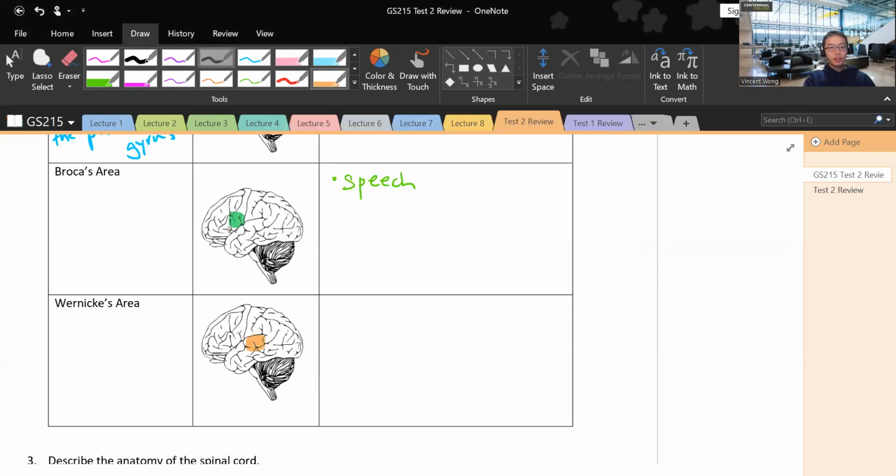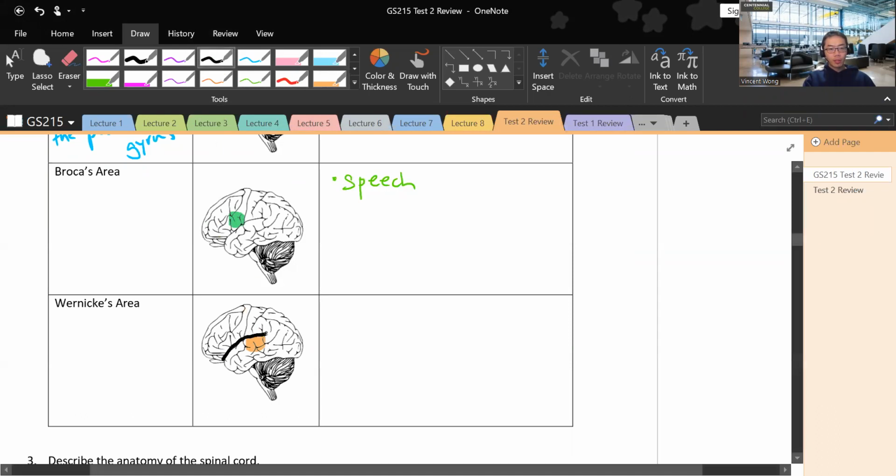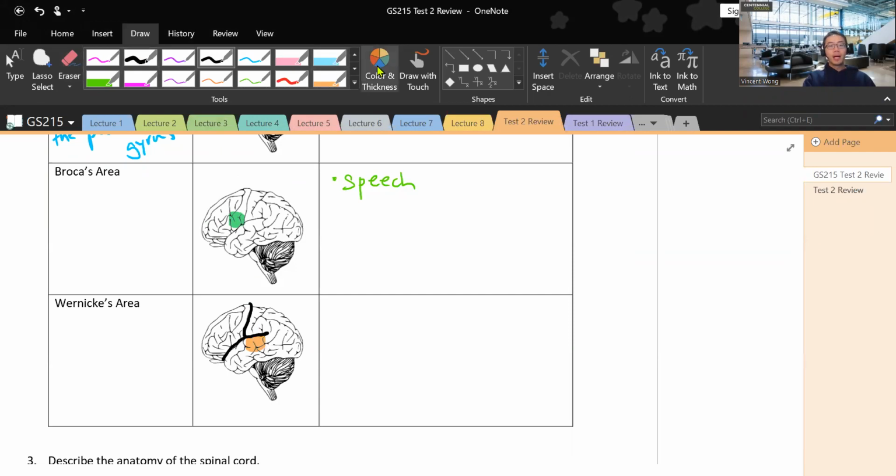Okay, just under the lateral sulcus. And that's the central sulcus. That's the lateral sulcus or a lateral fissure. Both is okay, and that's where it's going to be.